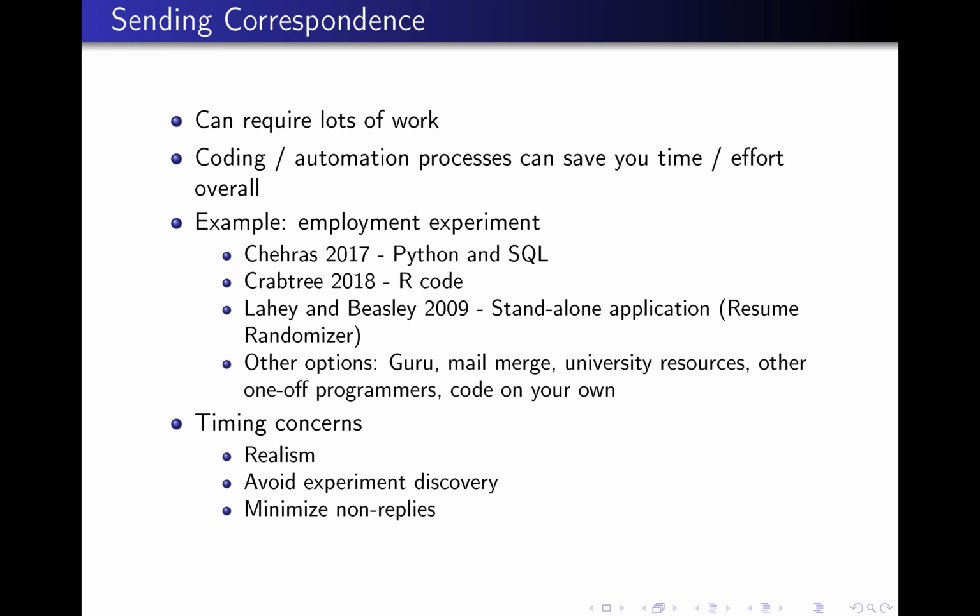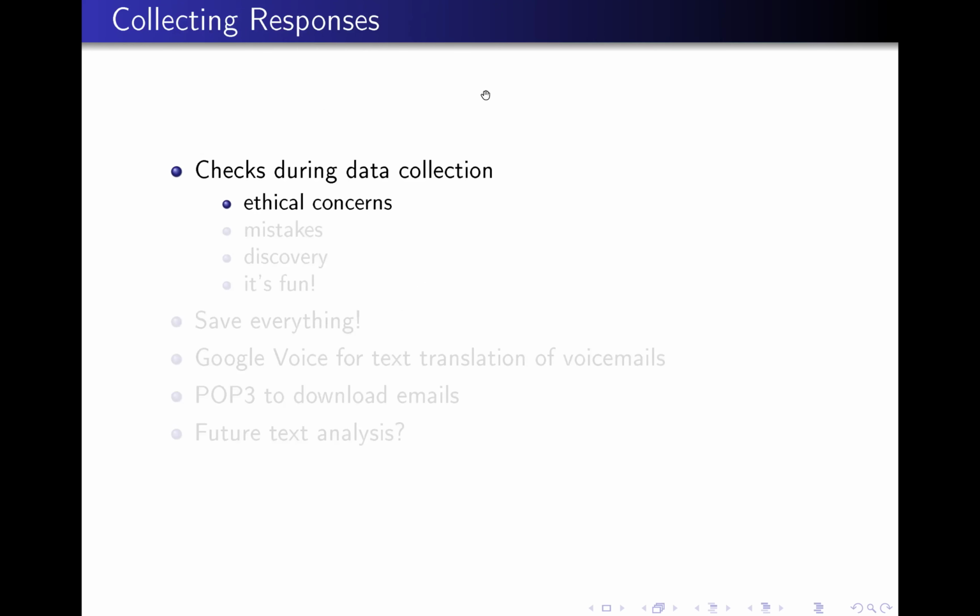You want to avoid experiment discovery, like I said before, and you want to minimize non-replies, because the lower that response rate gets, the higher the sample size you really need. You can't always do this, but you want to make sure, if you can, that you're sending a quality message. If you're sending emails, for instance, you wouldn't want to just send a short one sentence or partial sentence and think that this would be normal. You don't want to go overboard, but you want to make sure it's realistic and makes sense.